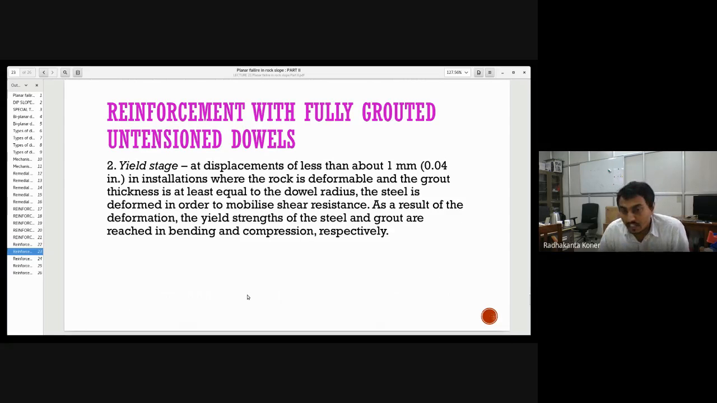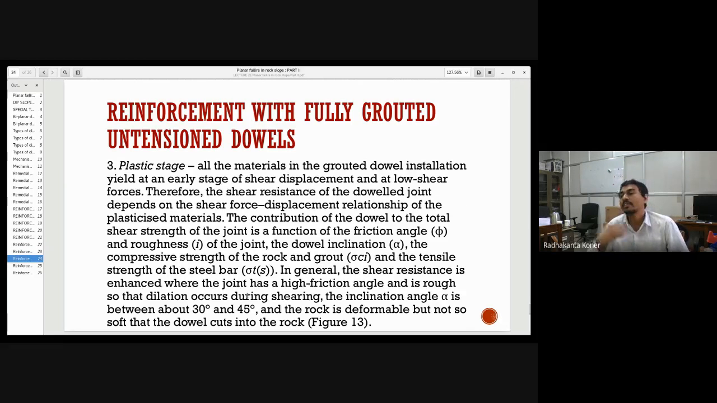Second is the yielding stage. After some point of time, up to that limit it can only offer the resistance, and the rest, if it is not able to do that, it will reach the plastic stage.